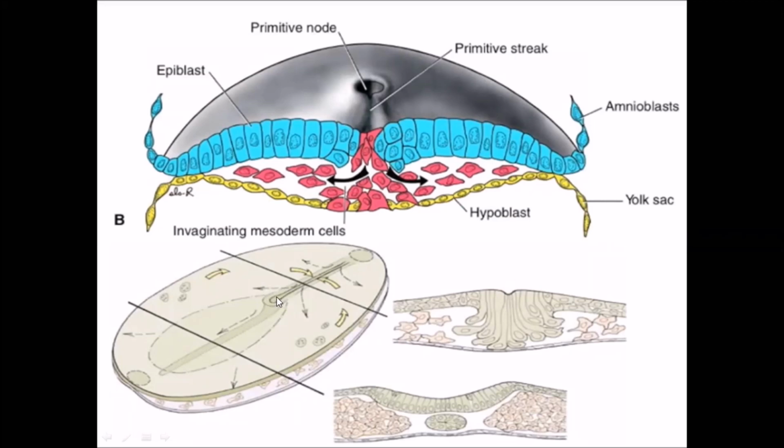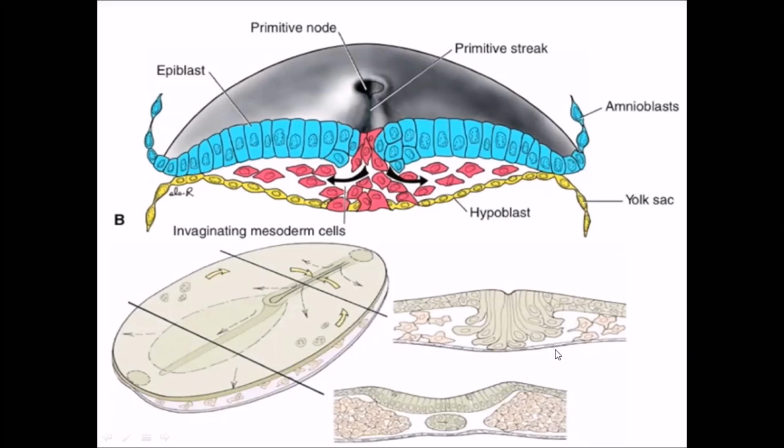So from the primitive node, the cells pass through the mesoderm and move towards the oropharyngeal membrane. This tract is called the notochord. So this is what is called the notochord. Here lie the notochordal cells. Here is another cut section where you can clearly see the notochord. This is the notochord.